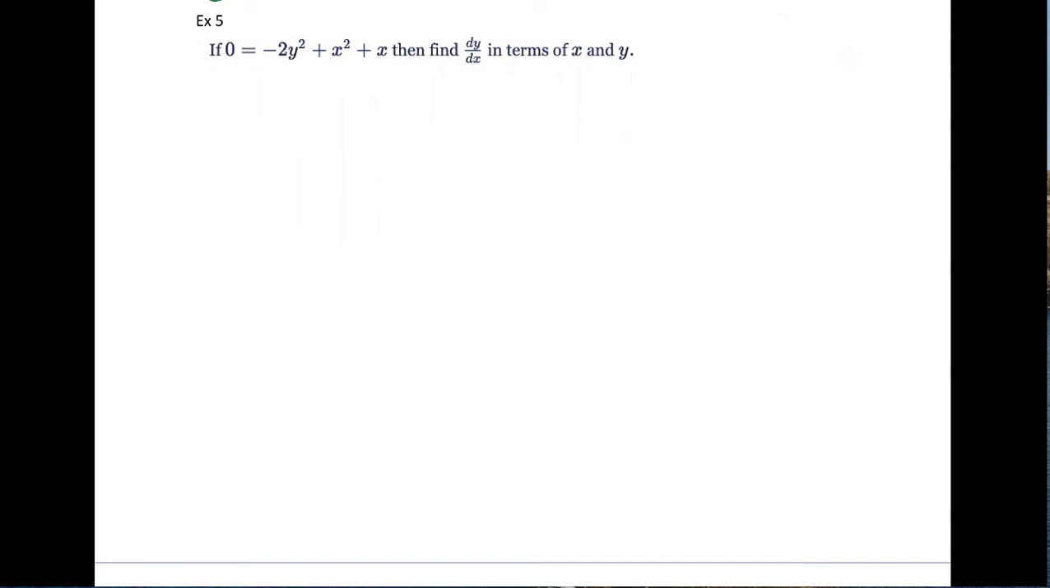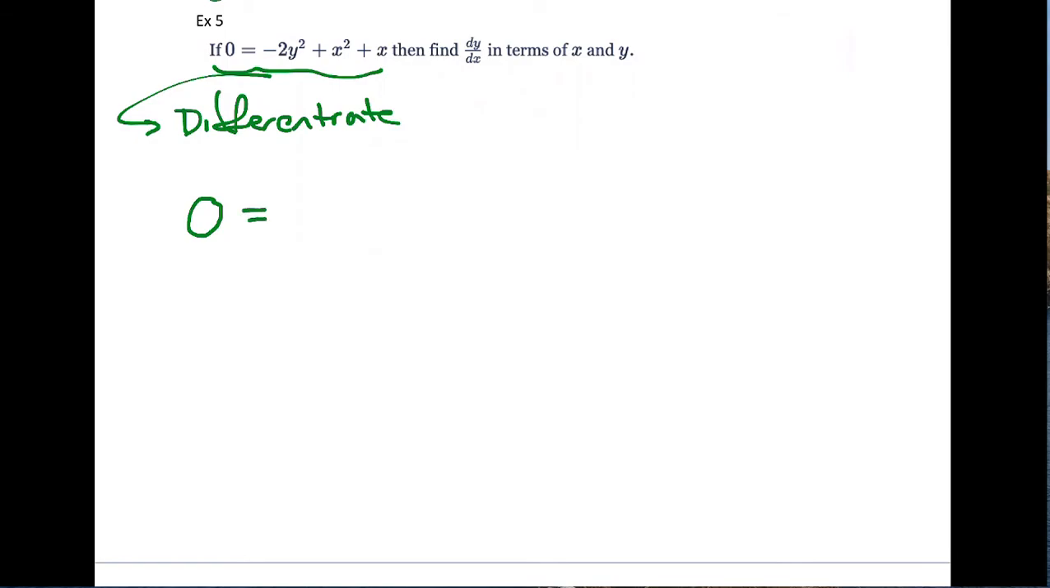Okay. If you're back with me, I'm taking the derivative of this. So I'm going to take this thing and I'm going to differentiate using the rules that I already have. Derivative of 0 is just 0. Derivative of negative 2y squared would be negative 4y times y prime. Again, when I differentiate y, I need to have that y prime attached to it.